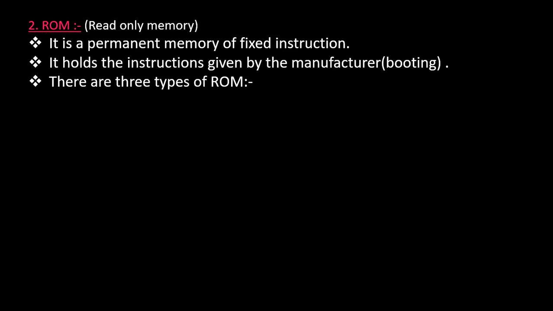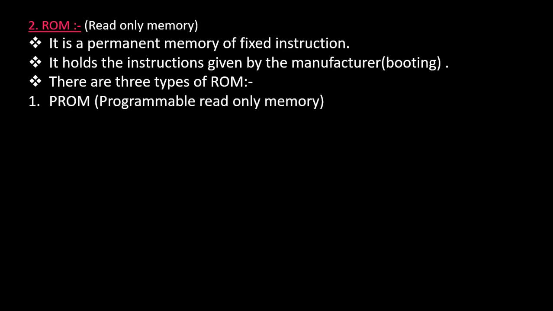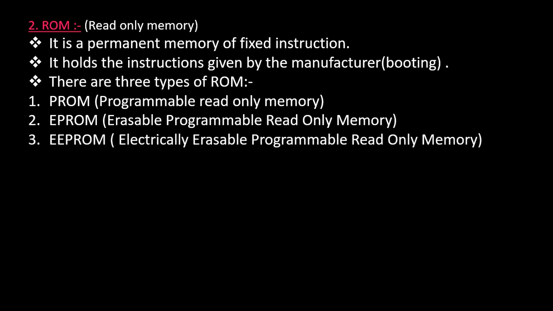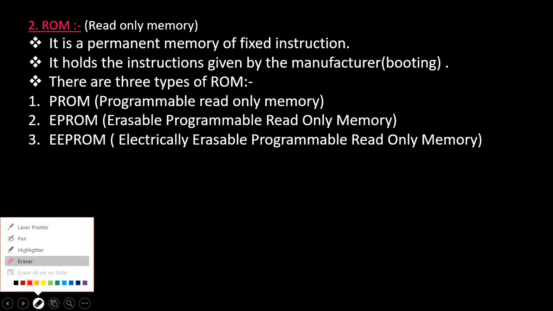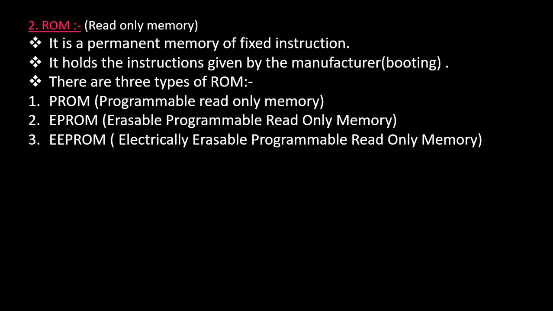There are three types of ROM: PROM, EPROM, EEPROM. First, PROM, programmable read only memory. EPROM, erasable programmable read only memory. EEPROM, electrically erasable programmable read only memory.